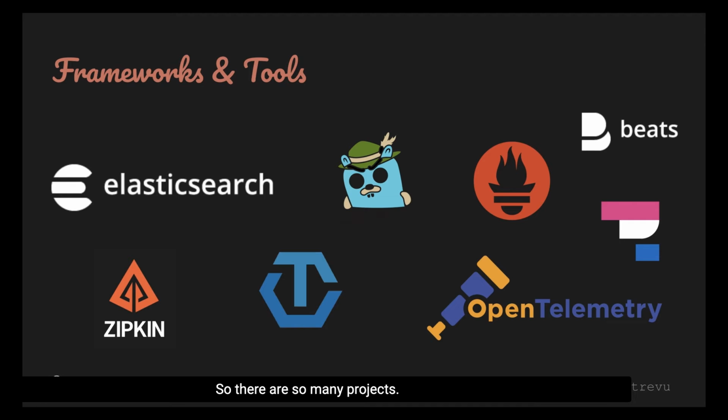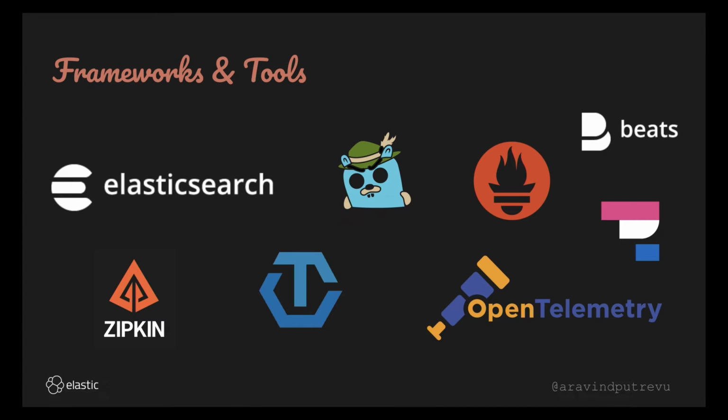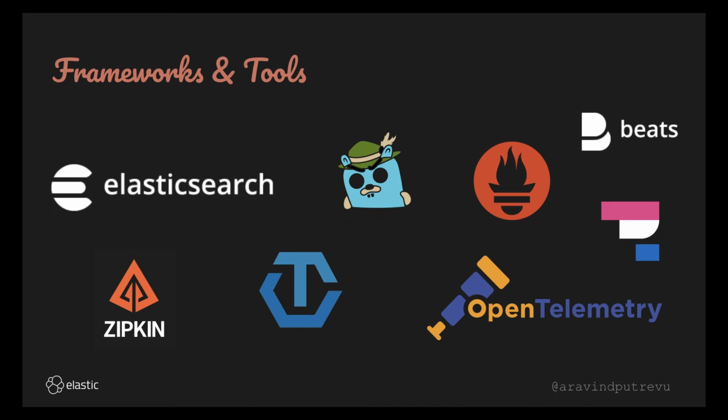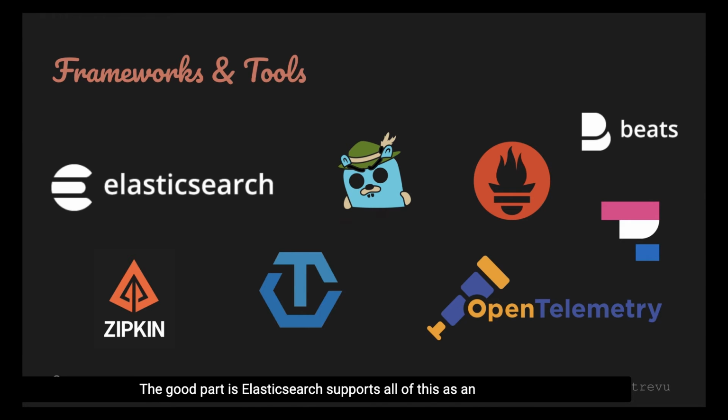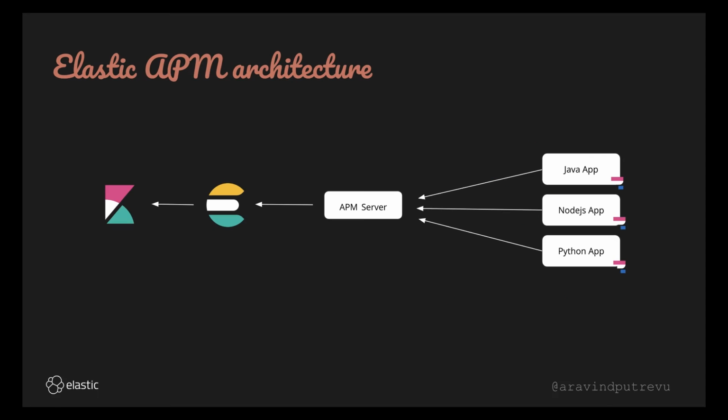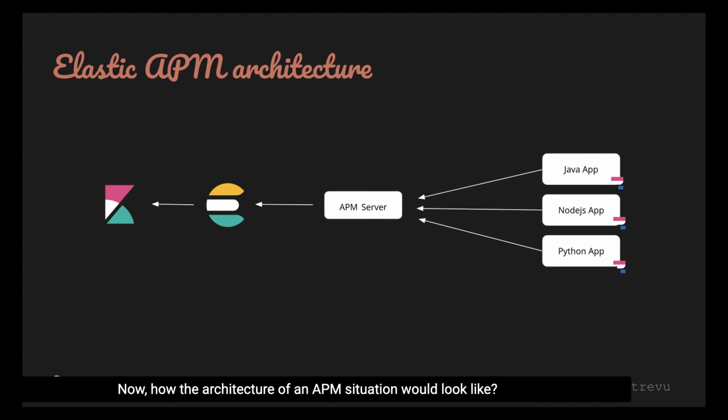So there are so many projects, and what is the best way? There is no one best way. You could also use different tools to collect, unify and correlate this data. The good part is Elasticsearch supports all of this as an integration, and you could simply use one or the other integration to collect from these frameworks or tools, and then still send the data for further correlation, sanitization or analysis as well.